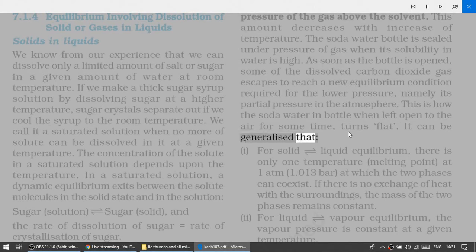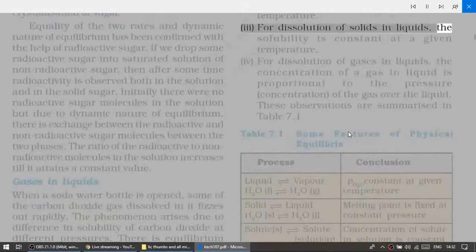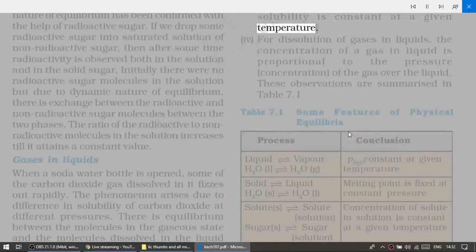It can be generalized that: 1. For solid-liquid equilibrium, there is only one temperature, the melting point, at 1 atm (1.013 bar), at which the two phases can coexist. If there is no exchange of heat with the surroundings, the mass of the two phases remains constant. 2. For liquid-vapor equilibrium, the vapor pressure is constant at a given temperature. 3. For dissolution of solids in liquids, the solubility is constant at a given temperature.